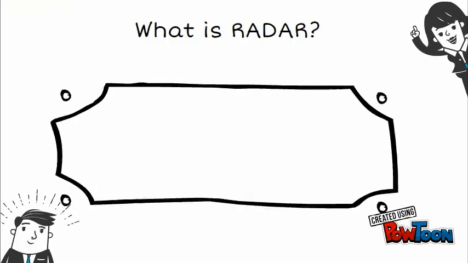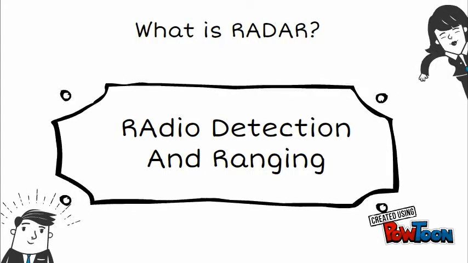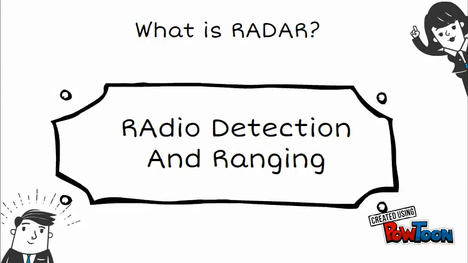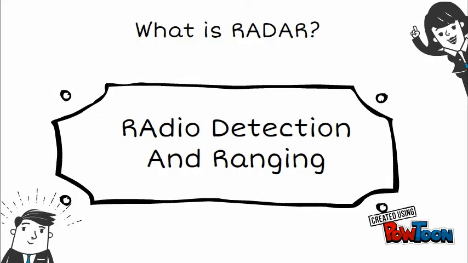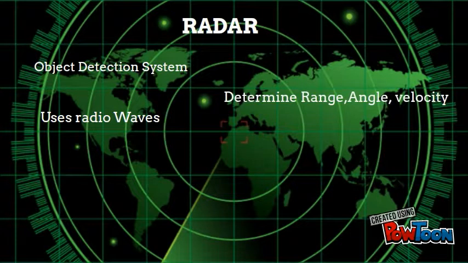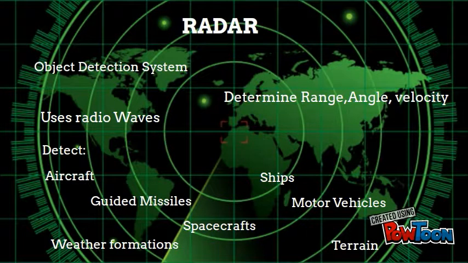So what is radar? Radar, initially coined by the United States Navy as an acronym for radio detection and ranging, is an object detection system that uses radio waves to determine the range, angle, or velocity of objects. It can be used to detect aircraft, ships, spacecraft, guided missiles, motor vehicles, weather formations, as well as terrain.